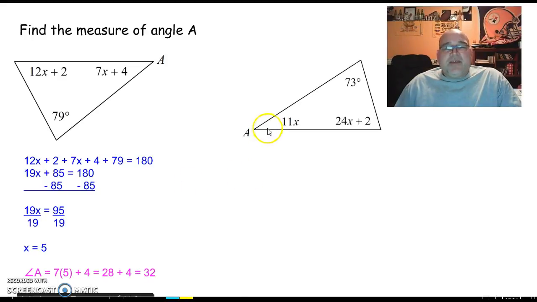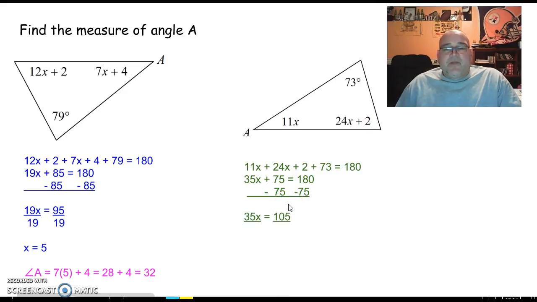Taking a look at this example. Again, we use the triangle angle sum theorem that 11x plus 24x plus 2 plus 73 equals 180. Again, we'll combine our like terms. 35x plus 75 equals 180. Subtract the 75 on both sides. 35x equals 105. Divide by 35, and we find out that x equals 3. And again, we'll plug that in because they don't want x, they want angle A, 11 times 3, or 33.